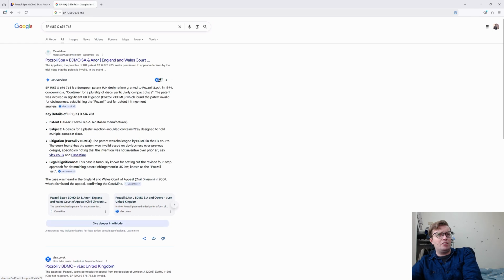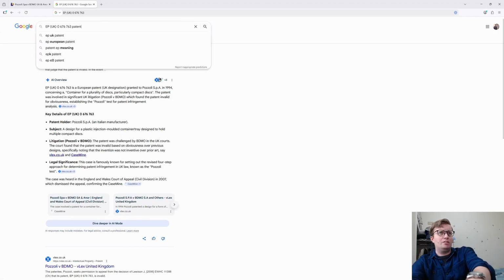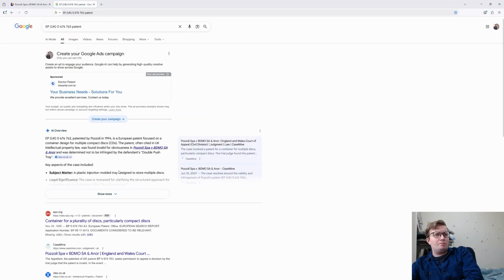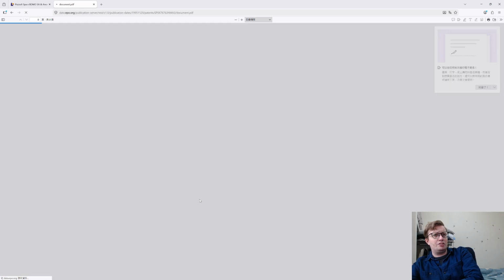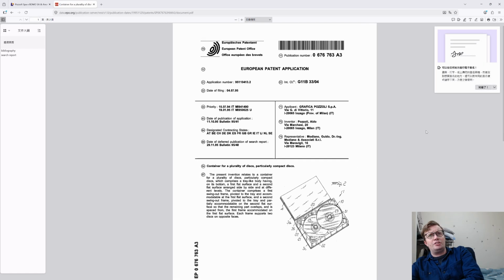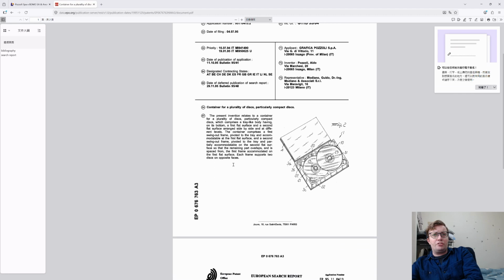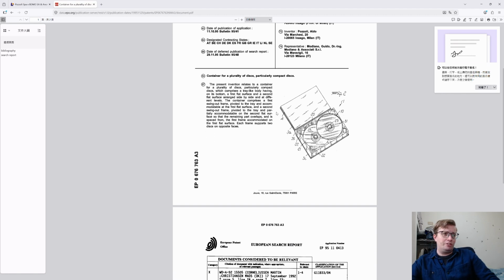Here we go. Let's take a look at this. So this is the actual patent that we're talking about. The inventor is Pozzoli, the Italian guy, and he's also the applicant, hence Pozzoli. All right, so let's take a look. What was this actually for, Pozzoli?